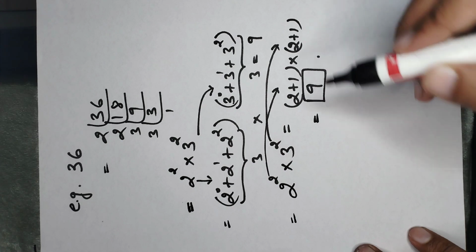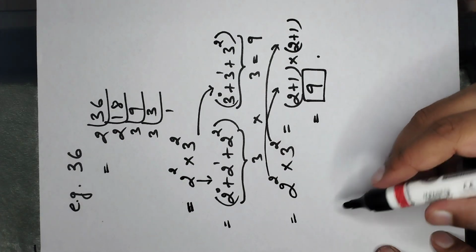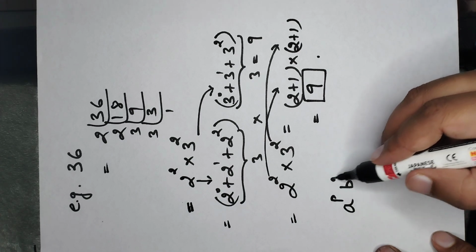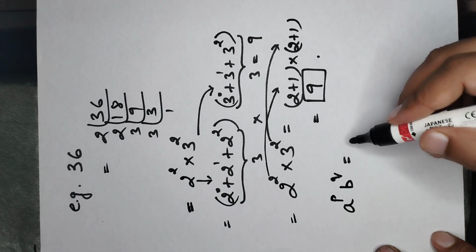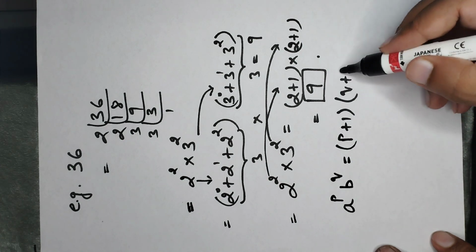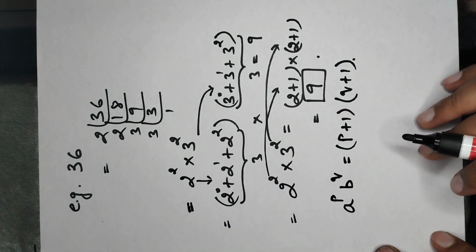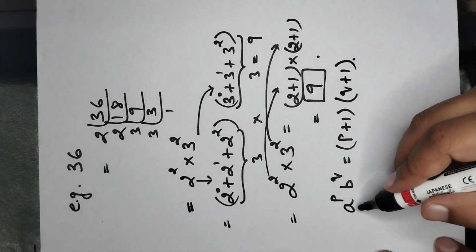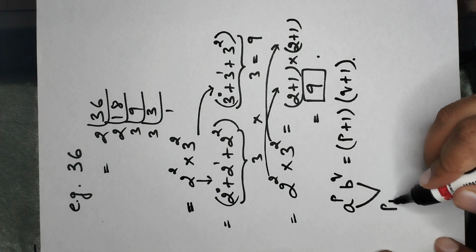I can say the number of factors is 9. So in short, I can say if a number is of the form a raised to the power p, b raised to the power q, then the number of factors is p plus 1 multiplied by q plus 1. This is how we get the factors of any kind of number. Now what are a and b here? A and b are prime numbers.